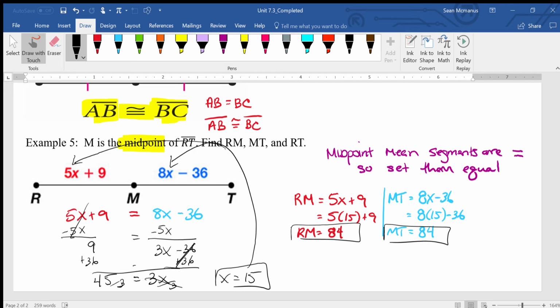That's a good thing, right? Because we used this concept that the midpoint cut them in half. So when I plug the x back in, I see that they're equal, so that worked out. And then it also asked me to find the full length of RT. So RT, if I used segment addition postulate, I can add those two things together. So 84 plus 84, so the full length would be 168 feet.